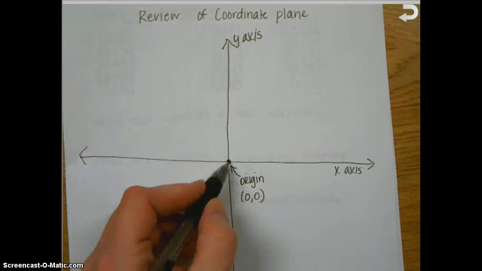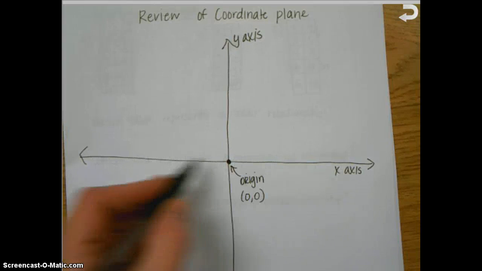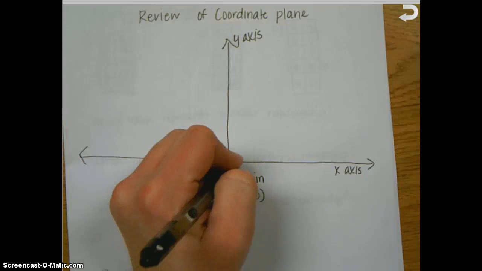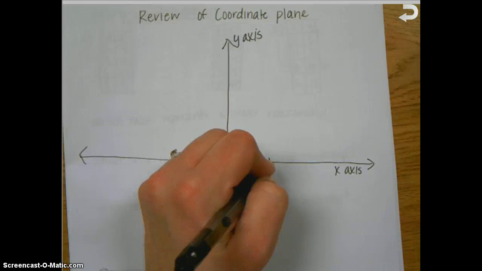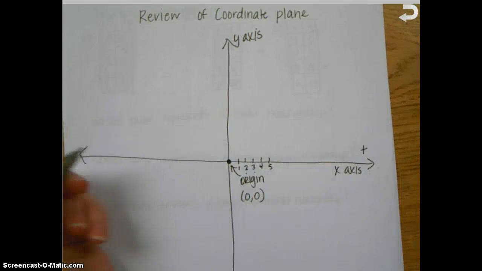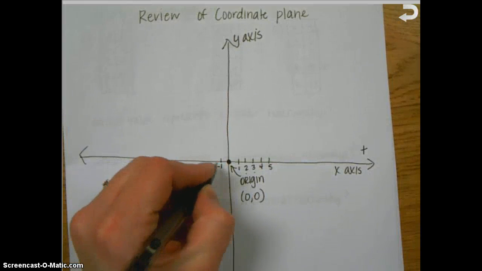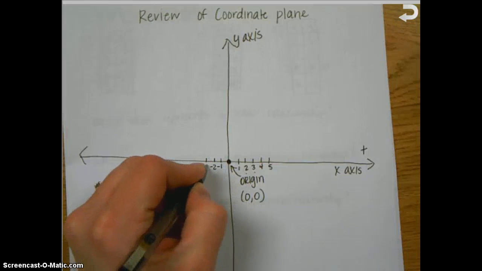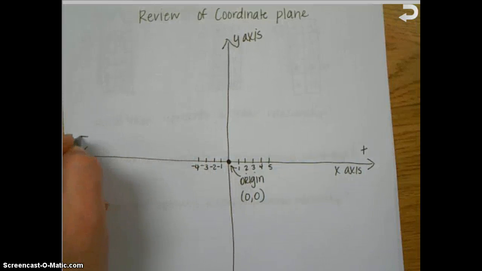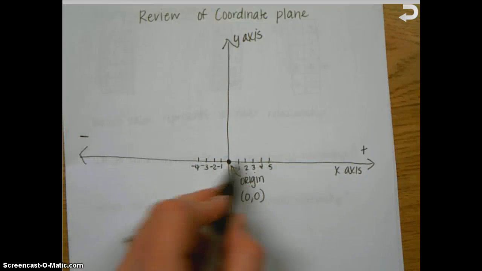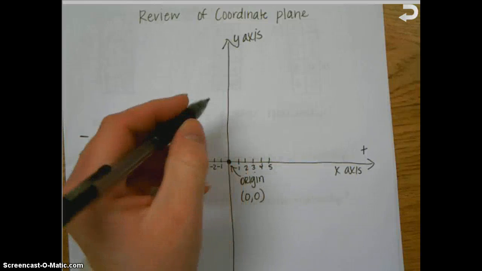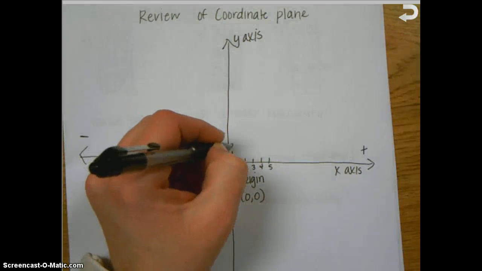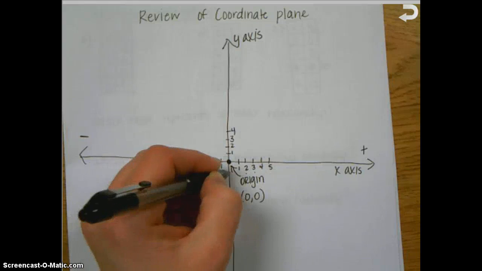Now, you always start at the origin when you're plotting points, and then you move on the x-axis first. The positive numbers are just like the number line. They go towards the right. The negative numbers, just like a number line, go towards the left. After you move left and right, then you go up and down. The same thing: positive numbers go up, negative numbers go down.